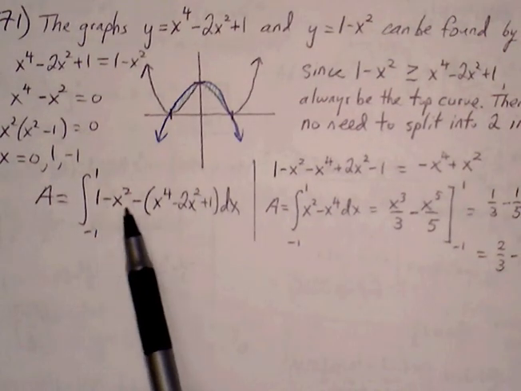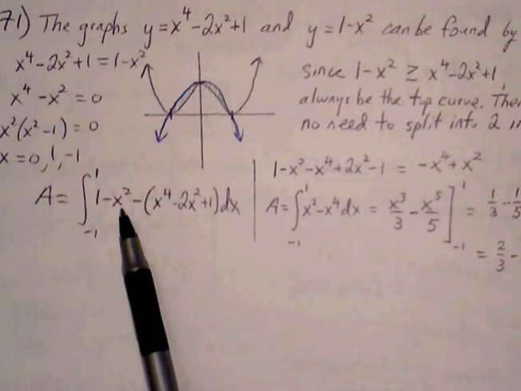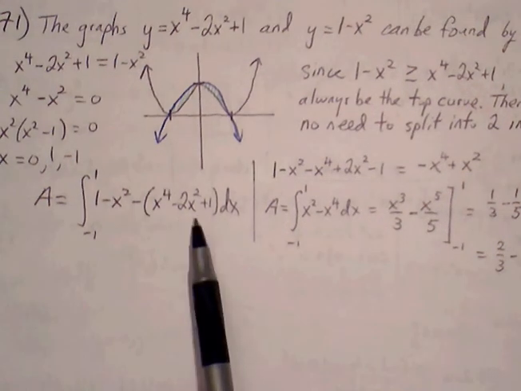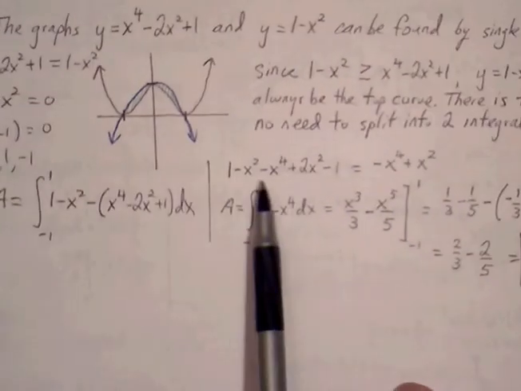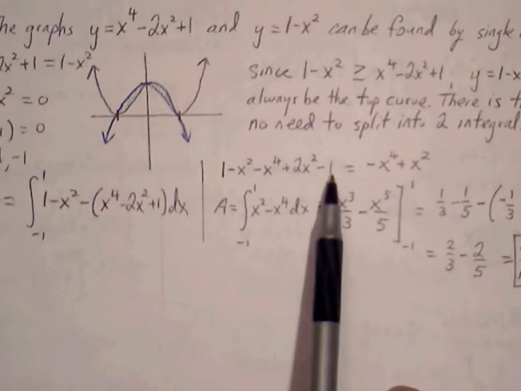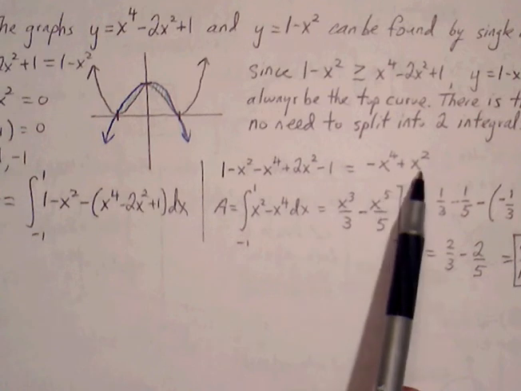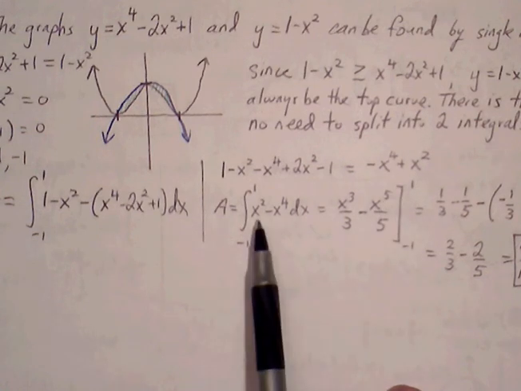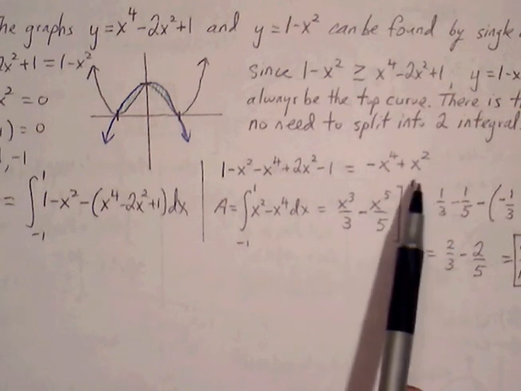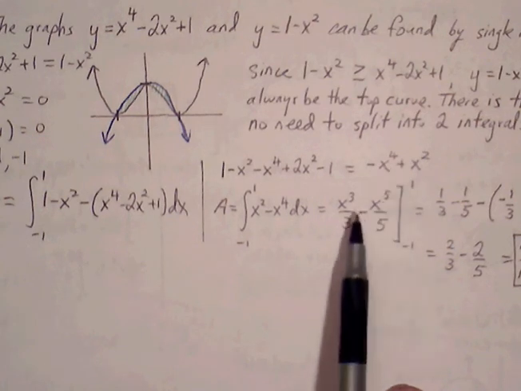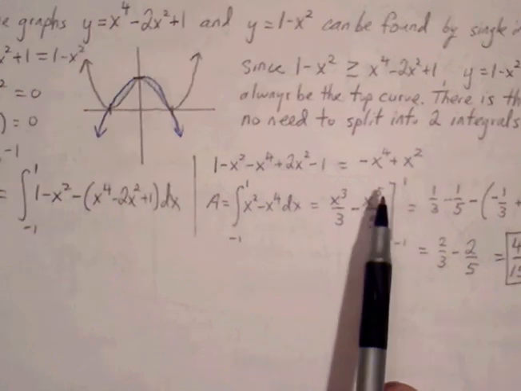So the top curve is 1 minus x squared, the parabola, and the bottom curve is x to the 4th minus 2x squared plus 1. So we combine this to be negative x to the fourth plus x squared. Go through our power rule, x cubed over 3, and negative x to the fourth becomes x to the fifth over 5.